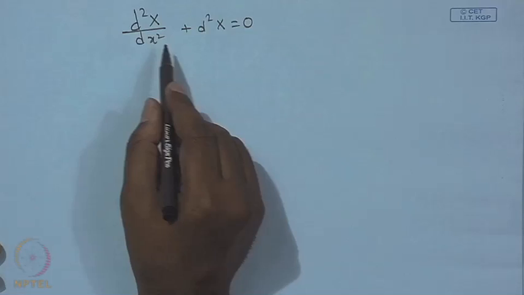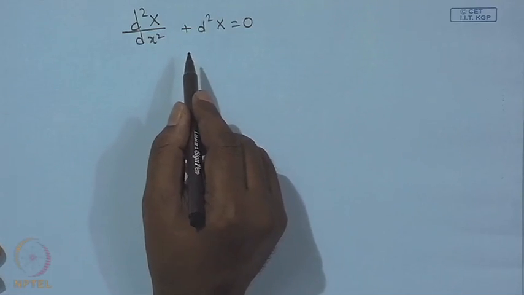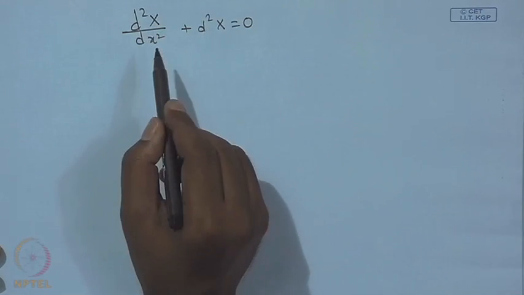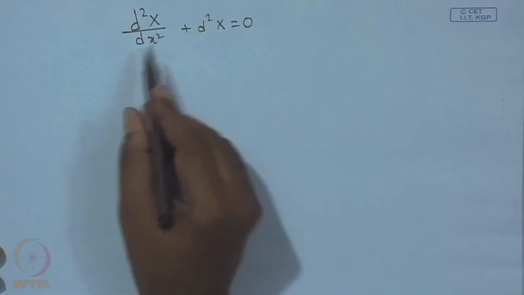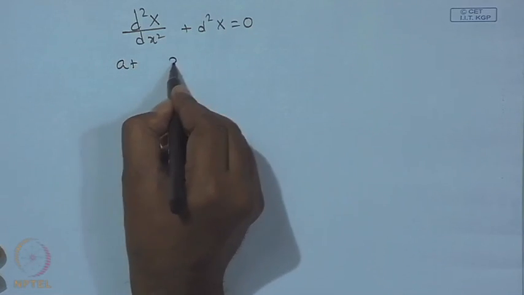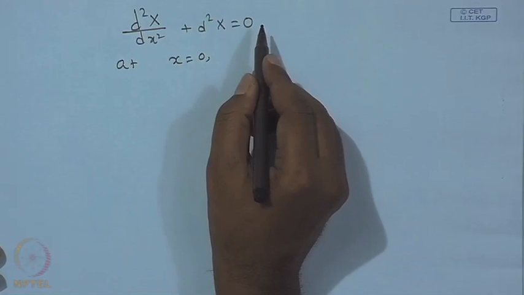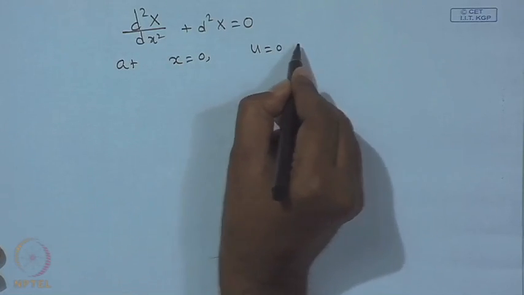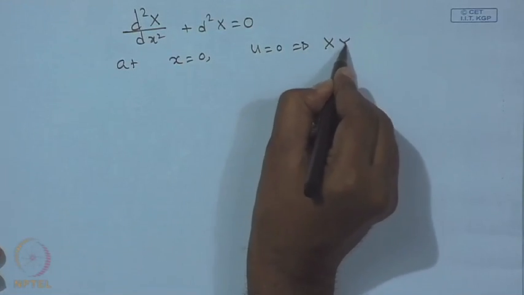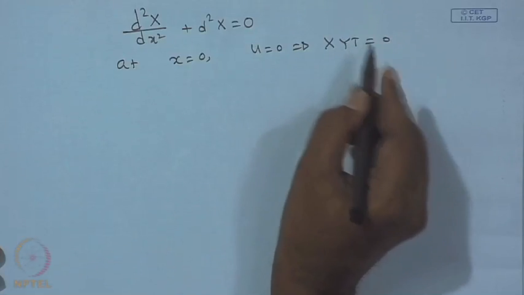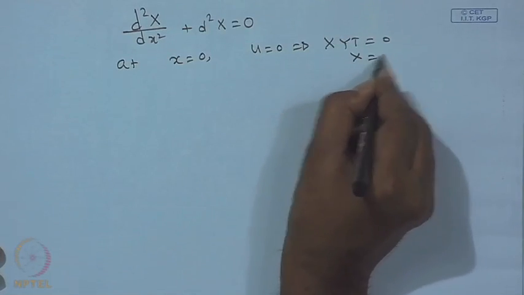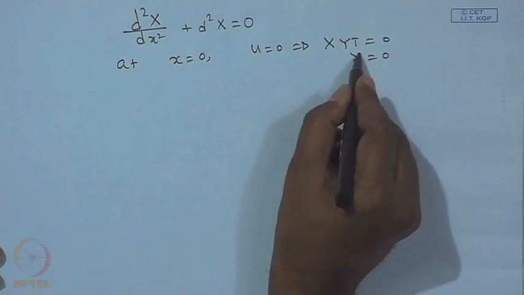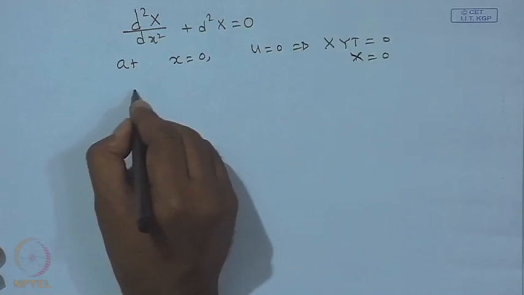The boundary condition of the original problem must be satisfied by the x varying part. Boundary conditions on x must be satisfied by the x varying part. So, at x is equal to 0 in the original problem, your u was equal to 0. Therefore, X(x)Y(y)T(t) is equal to 0; for y and t we cannot comment, they will not be equal to 0. Therefore, capital X must be equal to 0 at x is equal to 0.